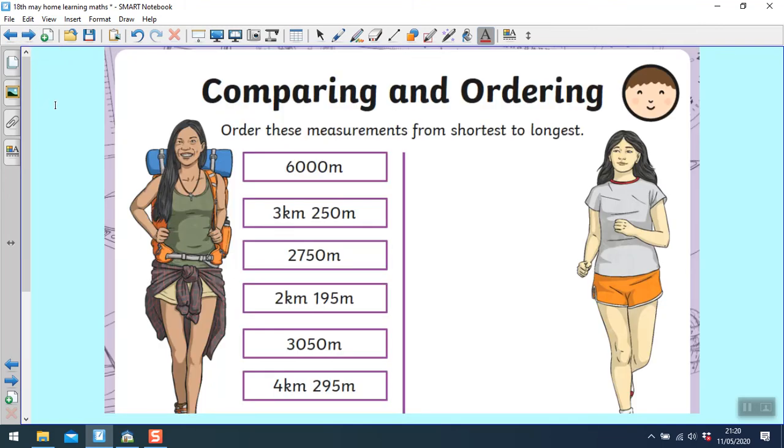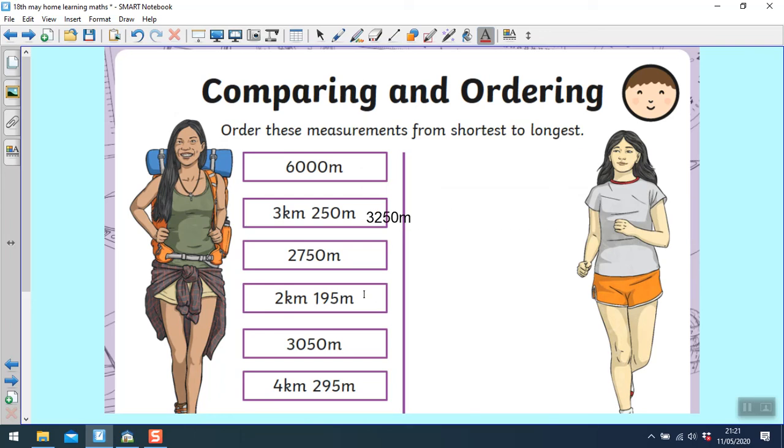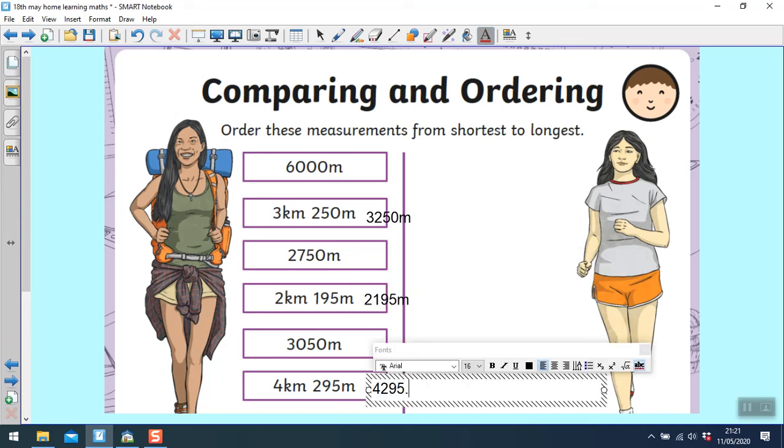Now order these measurements from shortest to longest. Remember to turn them all into the same thing. I suggest you turn them all into metres. Pause the video while you do this. So turn them all into metres. My 3 kilometres is 3,000 plus 250 is 3,250. This is 2,195. This is 4,295.